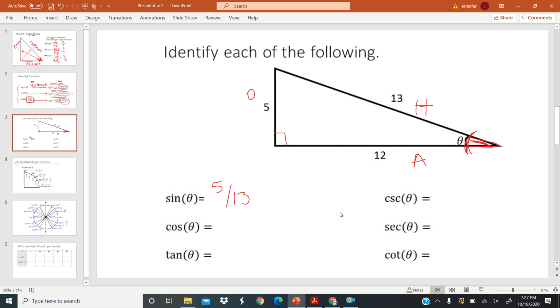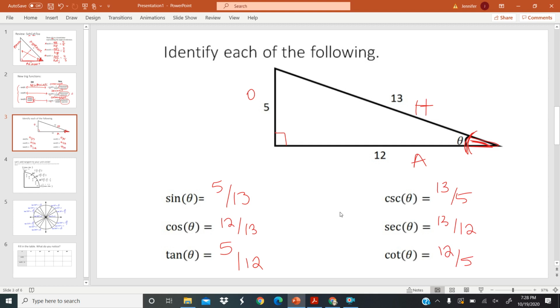The cosecant is just going to be the reciprocal of that, so that's going to be 13 over 5. For cosine, it's adjacent over hypotenuse, so that's going to be 12 over 13. And the secant is going to be the reciprocal, so it's going to be 13 over 12. And for tangent, you can do opposite over adjacent, so that's going to be 5 over 12. And for cotan, it would be the reciprocal, so it would be 12 over 5.